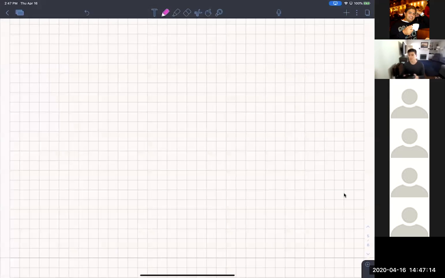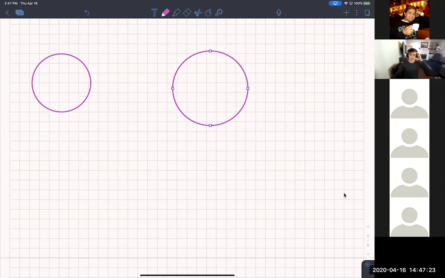So we talked about yesterday three situations with circles and secants and tangents. Let me draw three circles. We said if the angle is on the inside, here we have two chords.